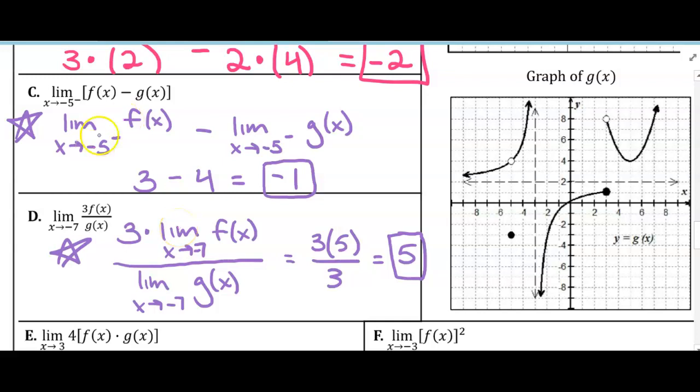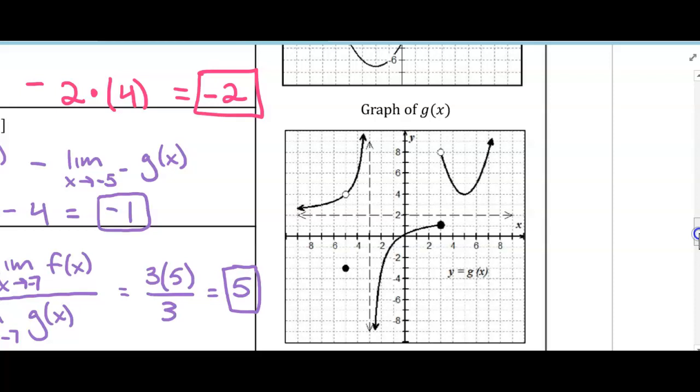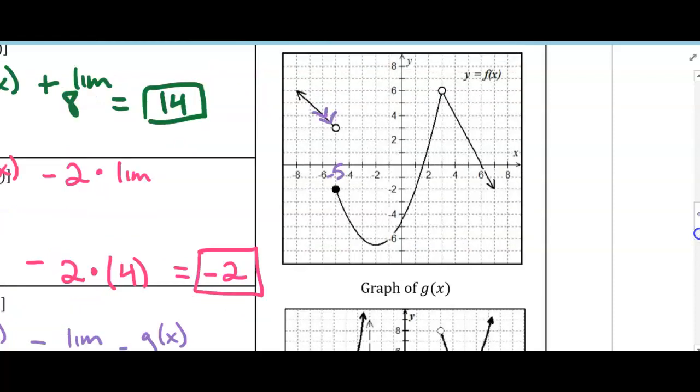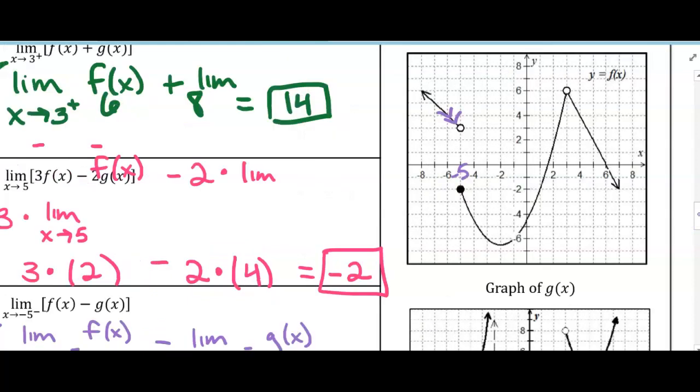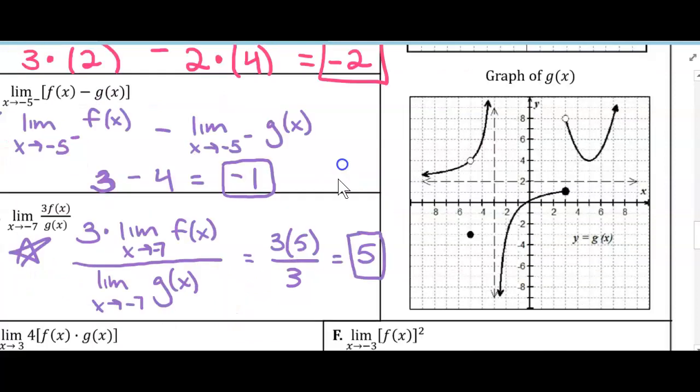Like for C, if I'm looking at the limit as x approaches -5 from the left, -5 is right in here. From the left, we just care about what's up here. It's a +3, which I see, +3. Then I'm going to go and do the same thing on my graph of g at -5 from the left. Looks like we're at a y value of 4. And 3 minus 4, I get my answer of -1.